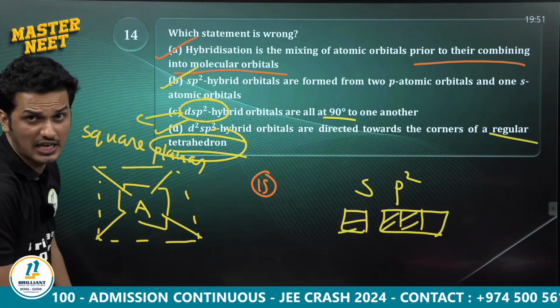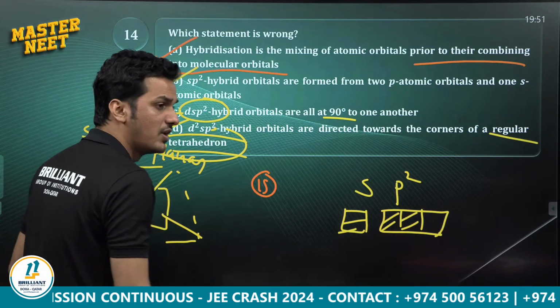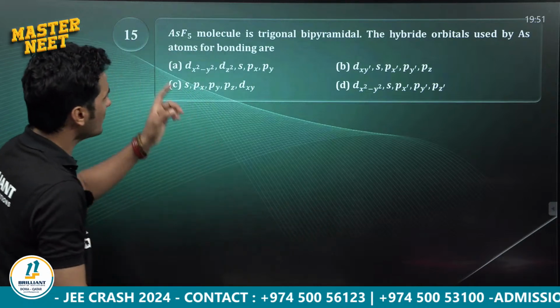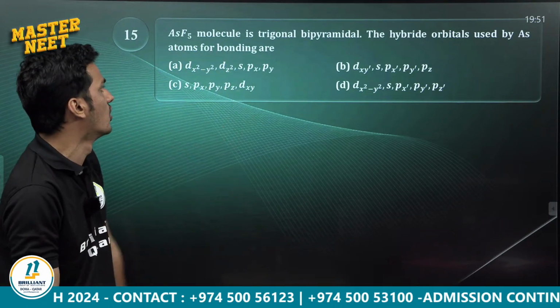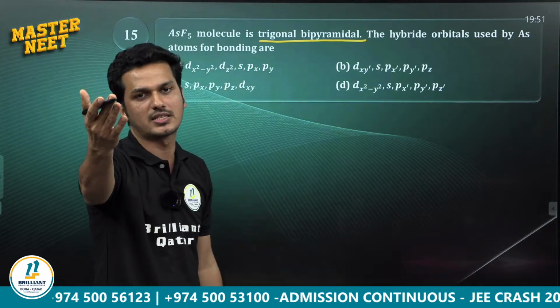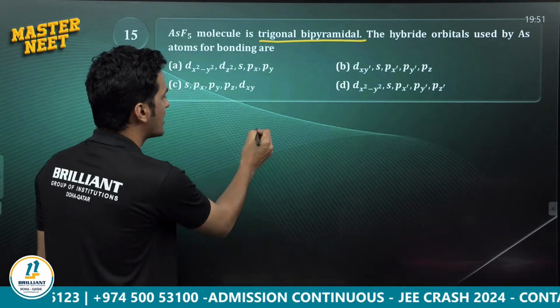Ready? If so, then we can move to the 15th question, guys. Yes, Arnav, yes. Okay, the next one. The AsF5 molecule is trigonal bipyramidal. Trigonal bipyramidal means what is the hybridization?